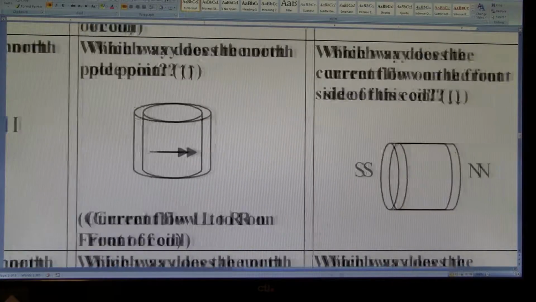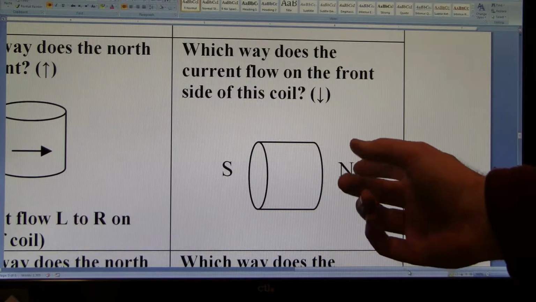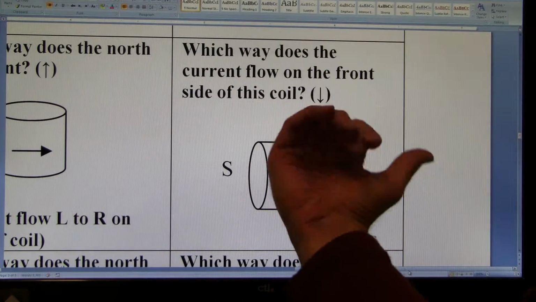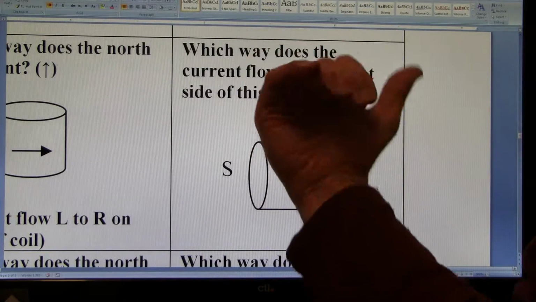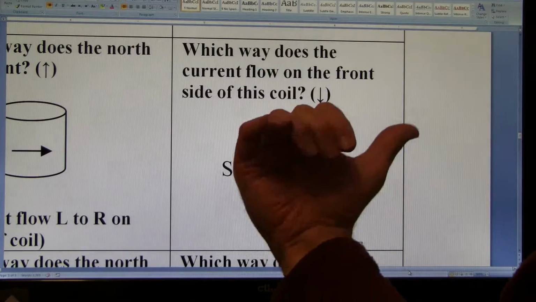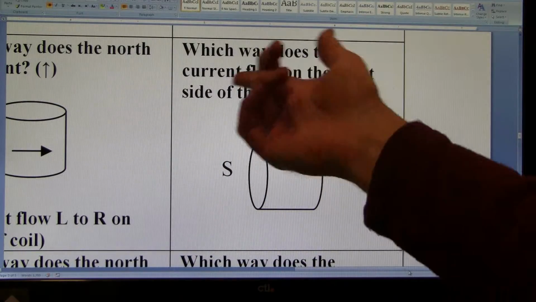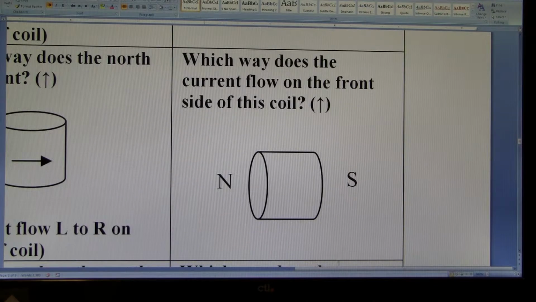Okay, and then the last question is the reverse of that, right? If we want the South Pole there and the North Pole there, which way does the current go? Well, the current would go anti-clockwise as seen from the left side or the right side. It's going to flow down the front of the coil, up the back of the coil, but it asks for the front, so it's down. That's the answer. Let's do one more row here.